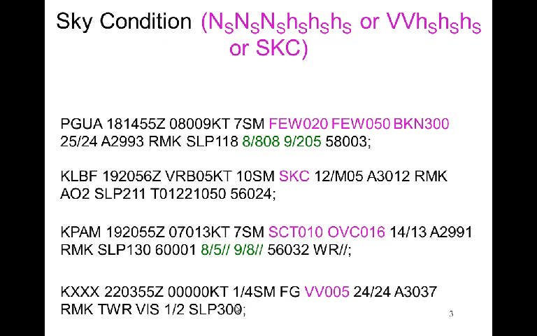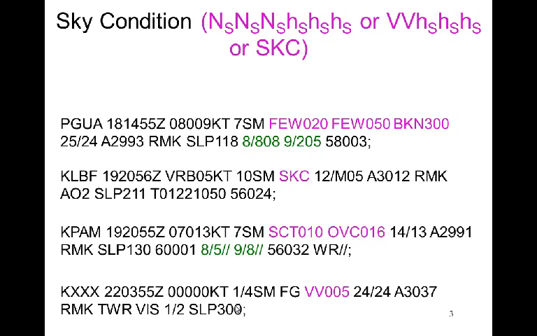Now looking at sky condition in the METAR observation, we note the position of the sky condition comes after the visibility and after whatever weather phenomena is causing the visibility to be less than unrestricted. In the first METAR from PGUA, we see that with an unrestricted visibility, the sky conditions are few at 2,000, few at 5,000, and broken at 30,000. And as a reminder, to get the numerical value of the height of the clouds in feet, you simply add 2 zeros at the end of the number.